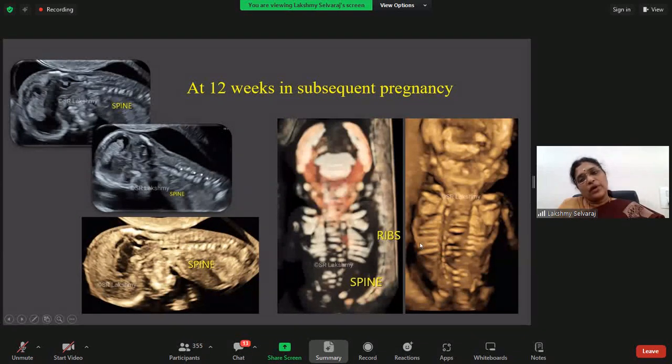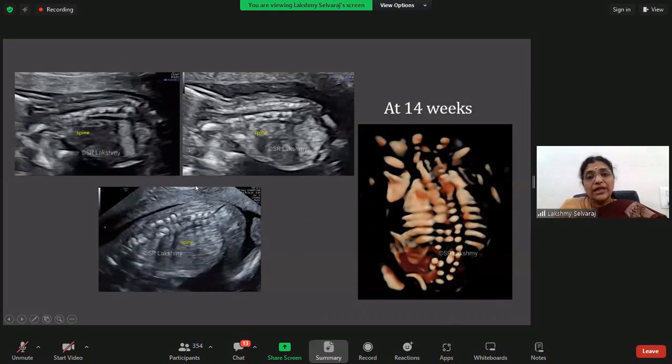And once we understood, yes, there may be a recurrence of this condition, but 12 weeks was too early, because though we had all the evidence, we thought let us wait for more ossification of the spine. So just look at 14 weeks of gestation. When the spinal ossification is a little better, you see how abnormal the ribs look, and you see the pebble beach appearance, what you see in the mid trimester.